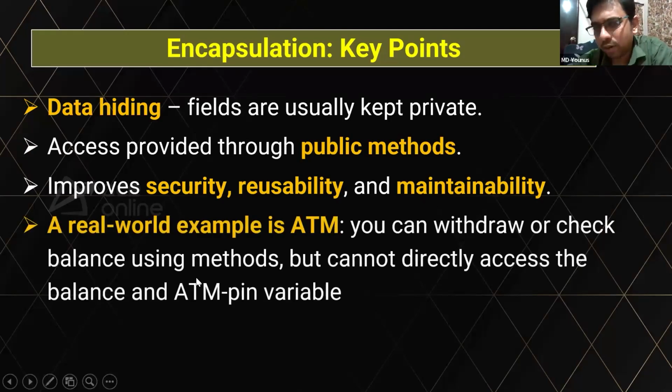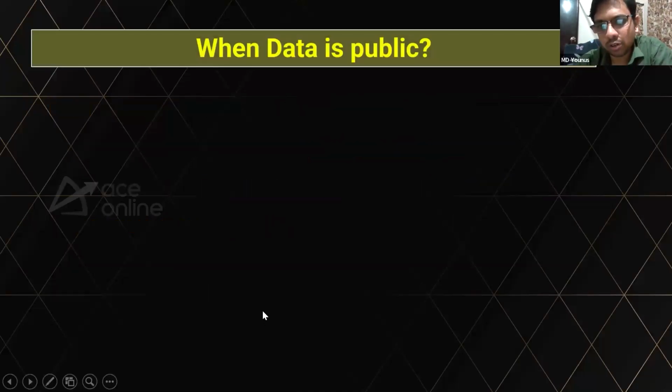A real world example could be your bank or ATM, where you can withdraw or check the balance using methods, but you cannot directly access the balance and the ATM pin variable, right? They must be secured. Nobody should be able to access the balance or the ATM pin, because these are the most sensitive data, which should be secured. And we have concluded that our data is not secure.